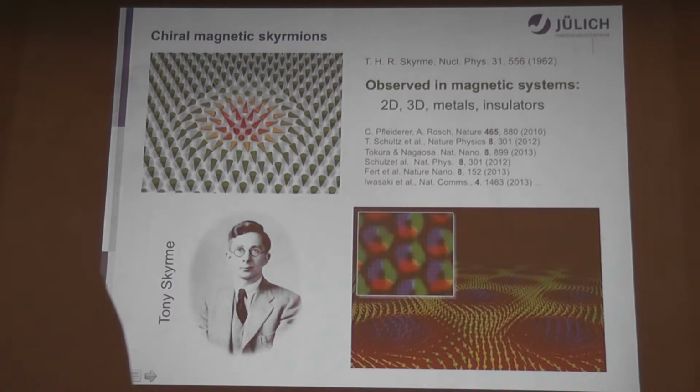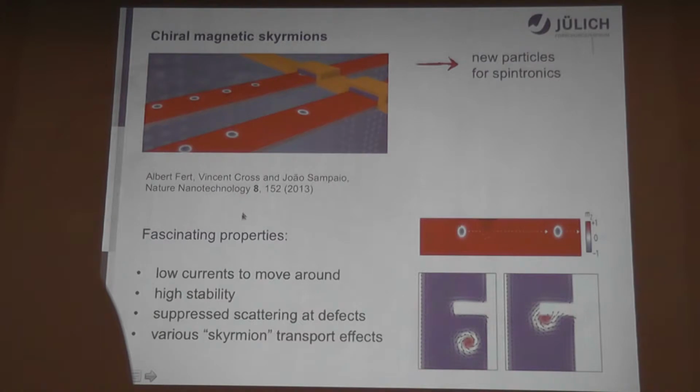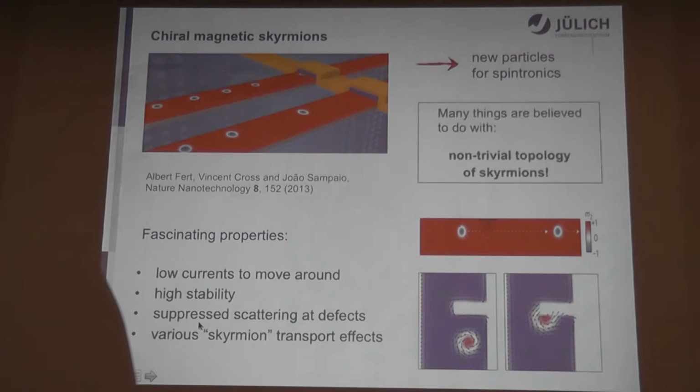Skyrmion physics is becoming one of the flagships of research in magnetism, because skyrmions are envisaged as new particles for spintronics, which you could try to use for information transport and storage. This is associated with a number of fascinating properties that they have, such as high stability. You need low currents to move them around, there is suppressed scattering, and so on. And the understanding here is that many of these fascinating properties have to do with the non-trivial topology of skyrmions.